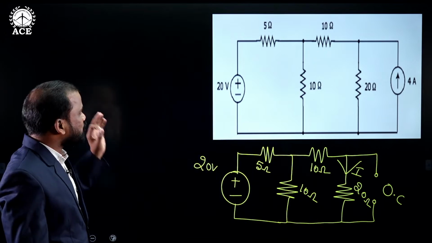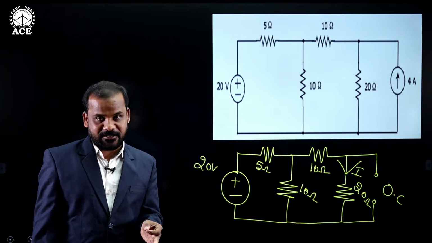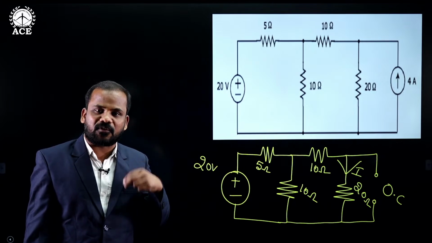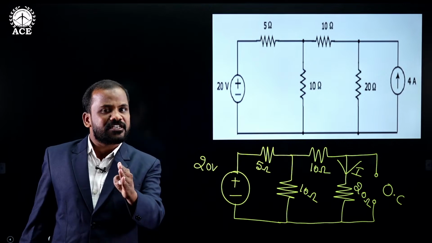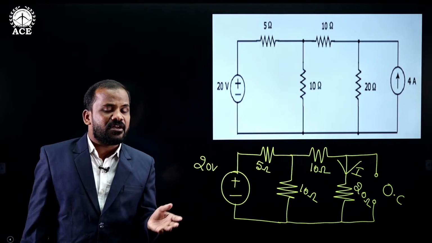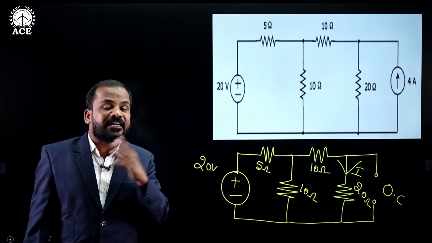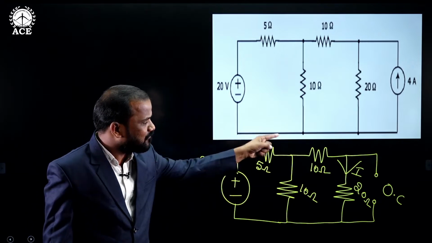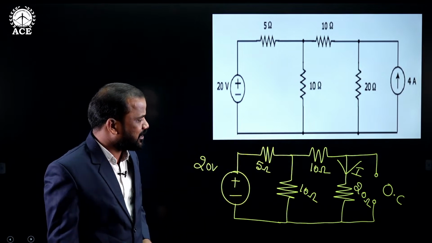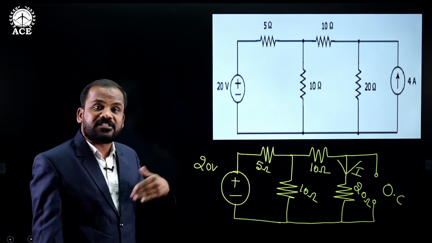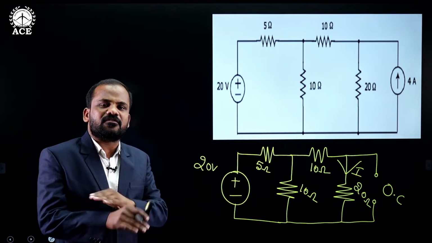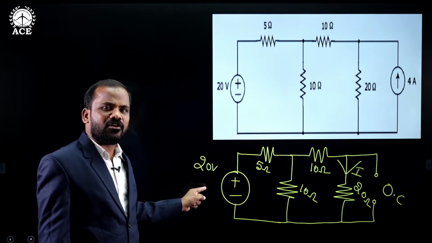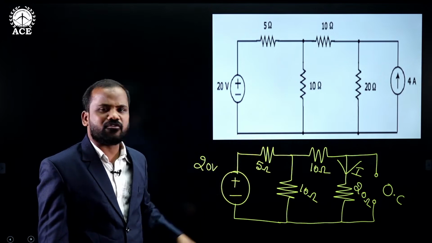To find the power dissipated by the 20 ohm resistance in the given network, first I need to find how much current is flowing through the 20 ohm resistance when the individual sources are acting individually. So if I find the value of current flowing through the 20 ohm resistance when the 20 volt voltage source is acting alone, then case number 1 is complete. Case number 1 means: when the voltage source is acting alone, how much current is flowing through the 20 ohms is clear.